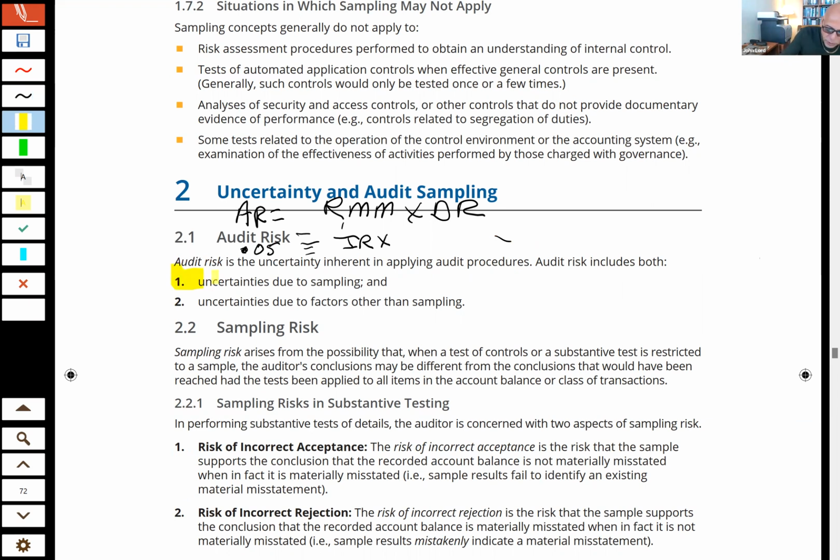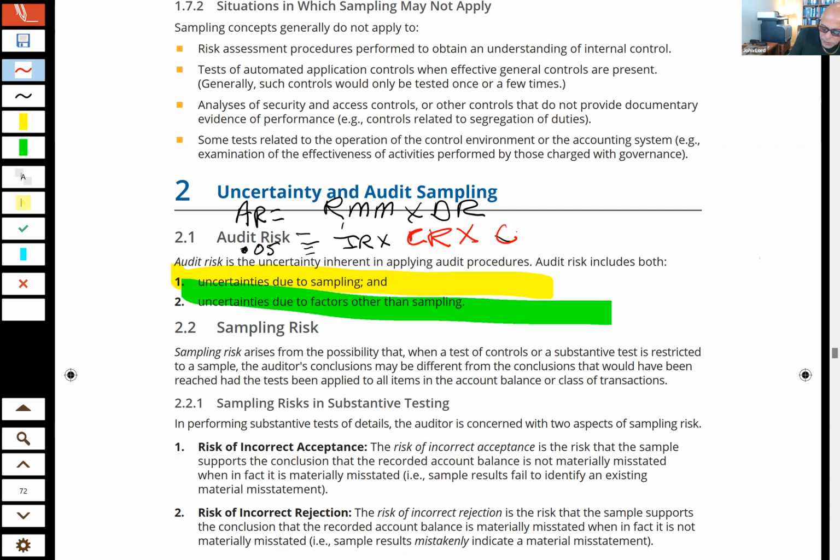When we look, there are uncertainties due to sampling and uncertainties due to factors other than sampling. There are other factors that are going to affect our audit risk that really have nothing to do with sampling. You can look at page 75, item 2.3. We don't have to turn there now, but I'm going to remind you what the uncertainties due to factors other than sampling are a little bit later.